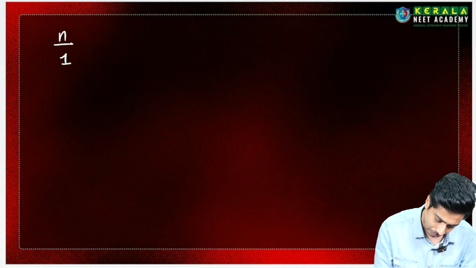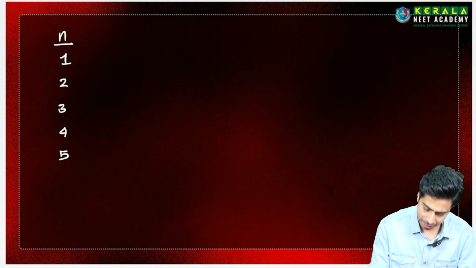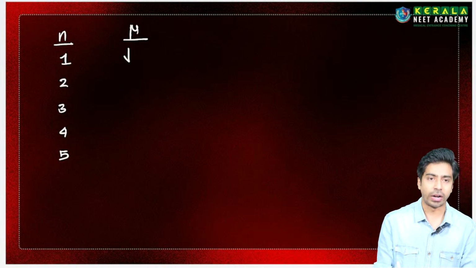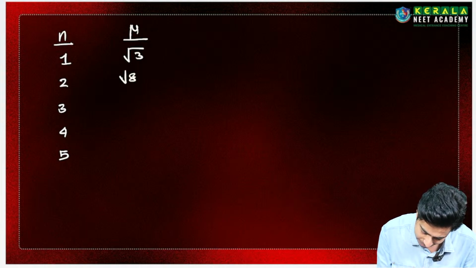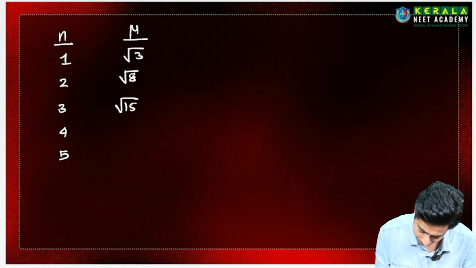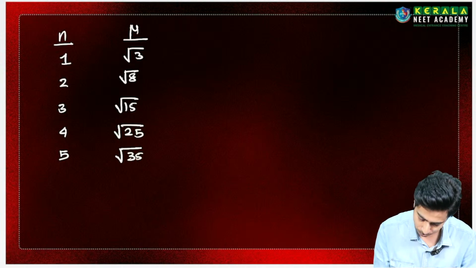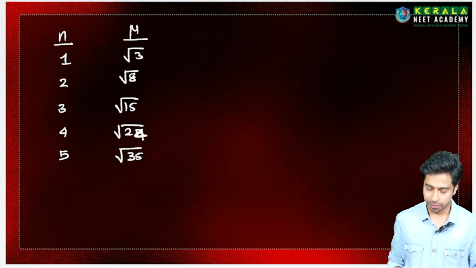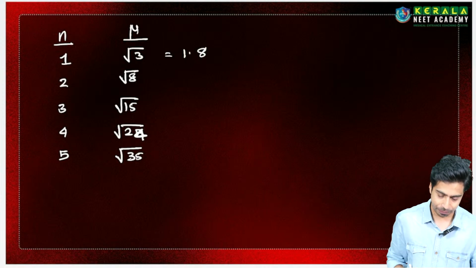Number of unpaired electrons can be 1, 2, 3, 4 or 5. For 1 unpaired electron, the magnetic moment mu is root 1 into 1 plus 2, that will be root 3. 2 unpaired electrons means root 8. 3 unpaired electrons means root 15. Then root 24, sorry, not 25, it will be 24, which is 4 into 6, and root 35. The value for 1 will be 1.73 and you remember it as 1.8.